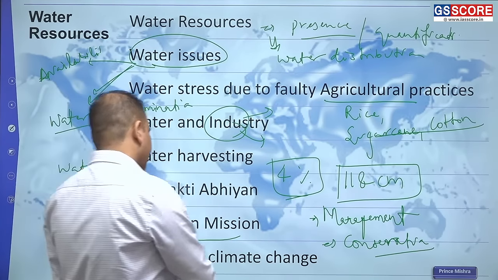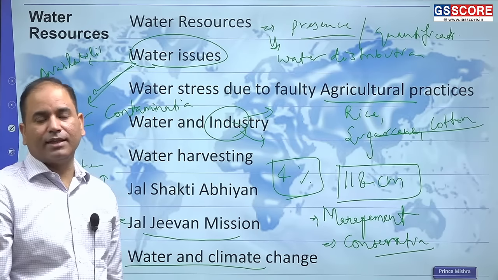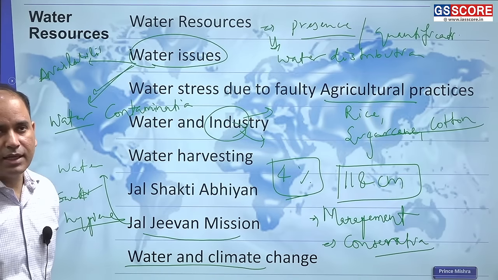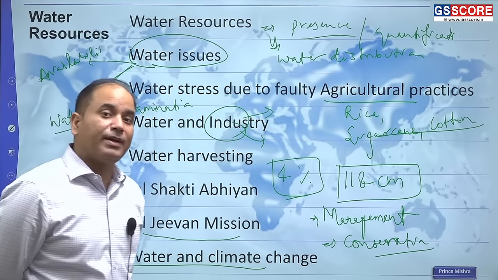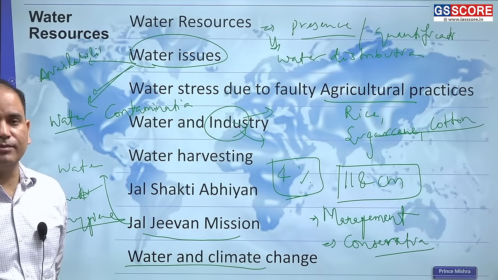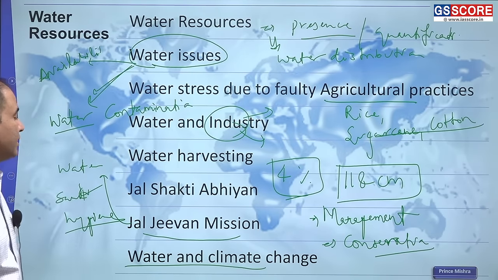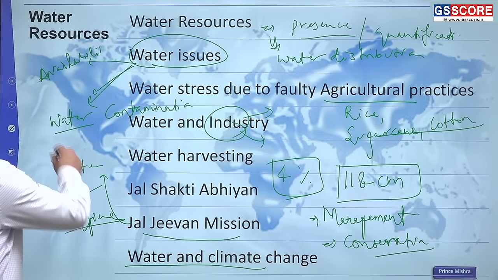And in the end, water and climate change. How the water crisis is associated with climate change, and in fact how climate change is getting affected by the more and excessive use of water or changing pattern of water use. So within that backdrop, water and climate change.